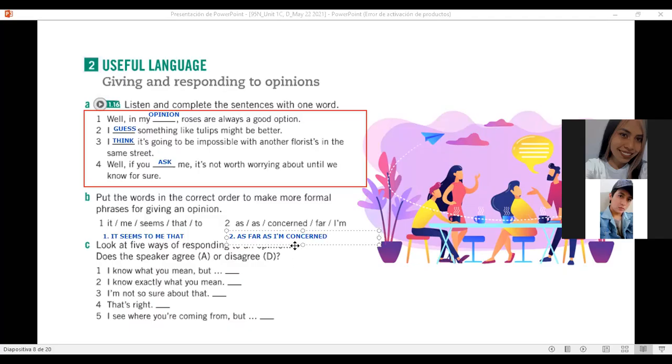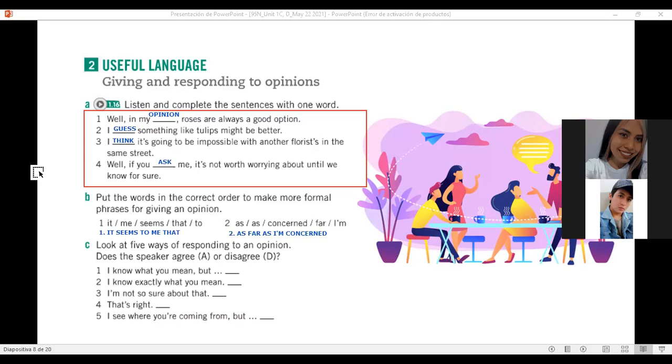Thank you, guys. So here we have some phrases in order to give a more formal opinion. When you are with someone, maybe you need to talk in a formal way. For example, parents, bosses, or maybe teachers, you can use these phrases. It seems to me that, or as far as I'm concerned. These phrases are more formal.